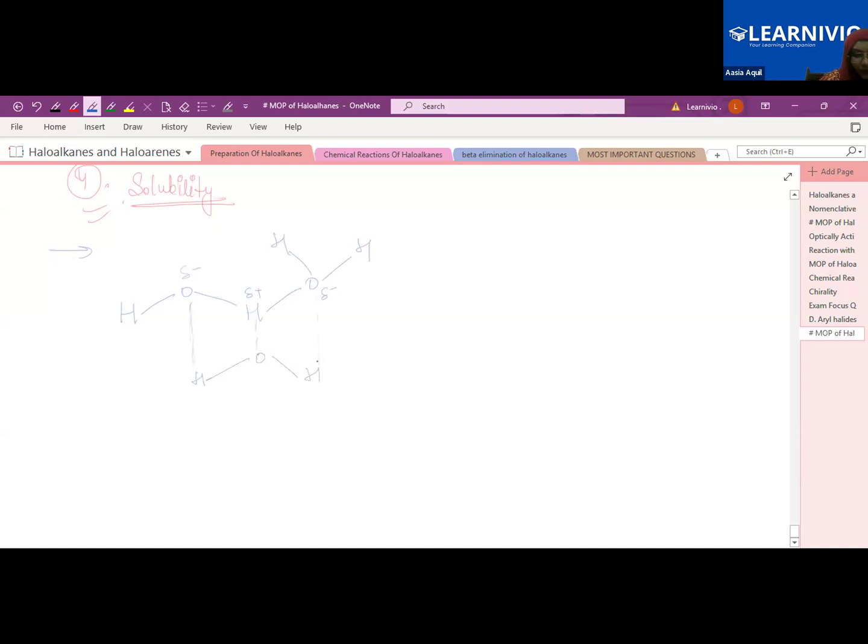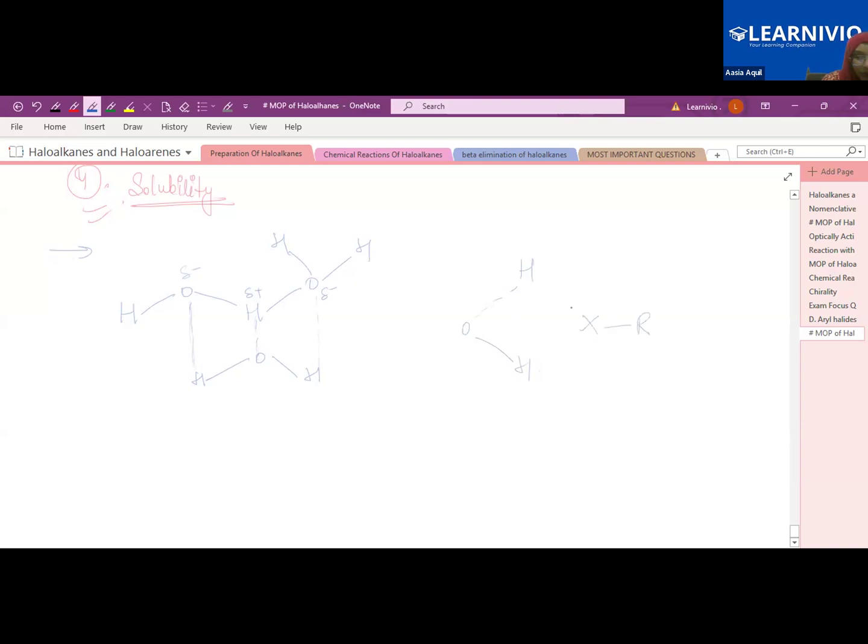Now what happens when the alkyl group comes? Suppose this is your H2O, water molecule. You are trying to dissolve the haloalkane in the water, right? So this haloalkane, you know, this is your RX.